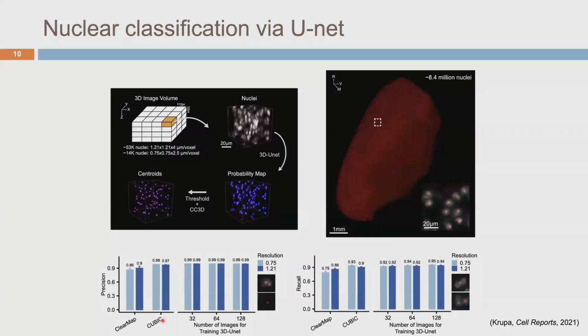What the program calls as a nucleus is usually a nucleus, so it has relatively high precision. Although the program does miss some nuclei in densely packed regions, which is evidenced here by somewhat lower recall. So also the more training that we provide the program, shown by the number of images as input, the better the algorithm does to call a nucleus. So overall, nuclear classification can be done in P14 brains using a deep learning technique.